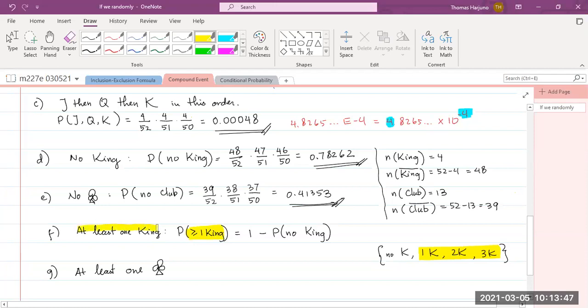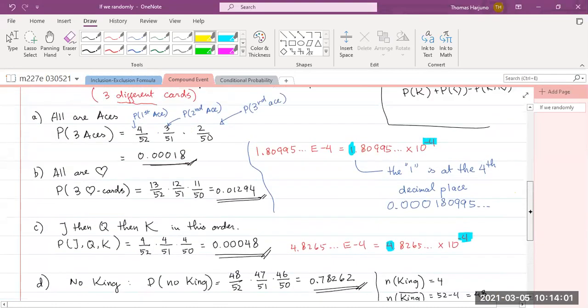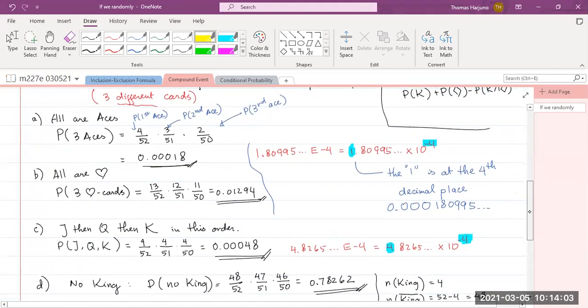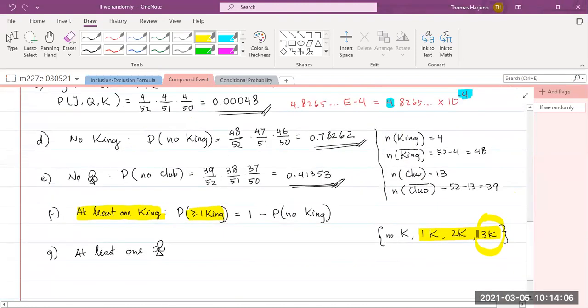Now, the thing is, to compute at least 1 king, there are 3 events that we need to compute, and they are actually very hard to compute, except the last one, the probability that all of them are kings, which we already computed in part A. Right? Very similar to part A. But to get only 1 king or only 2 kings, that's very difficult. Now, instead of computing it that way, let's compute the complement, and subtract that from 1 later on.